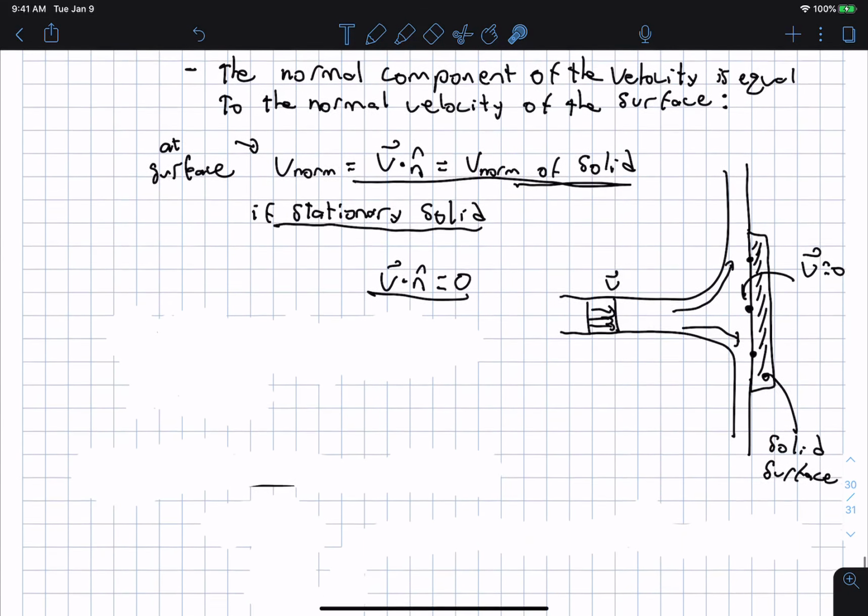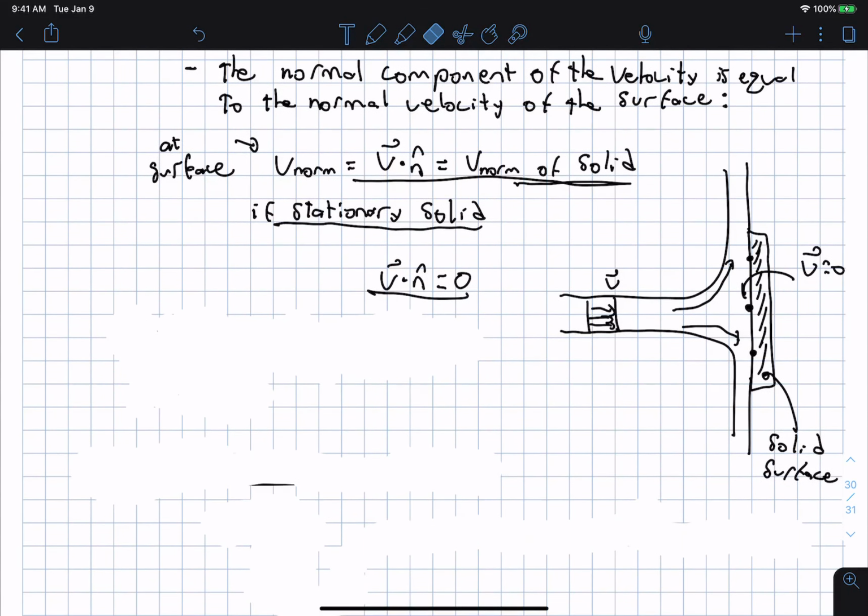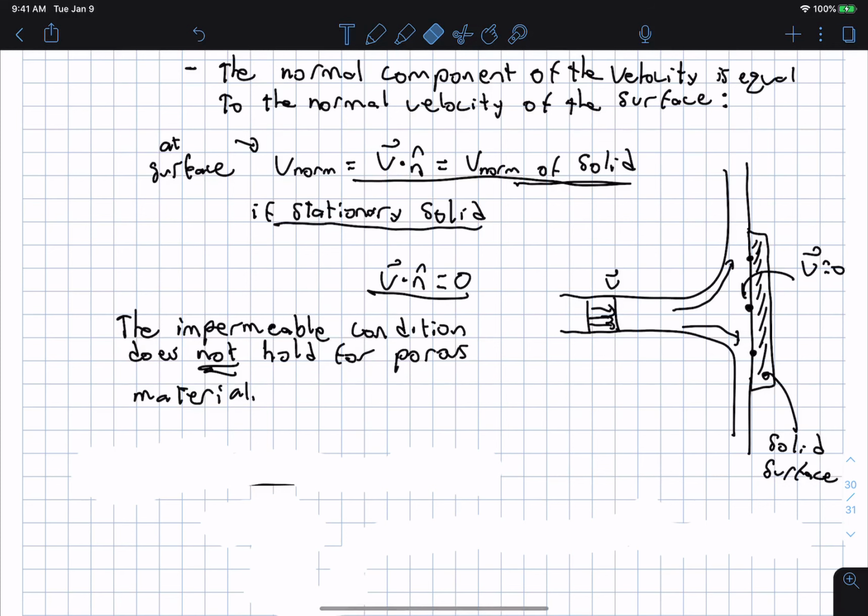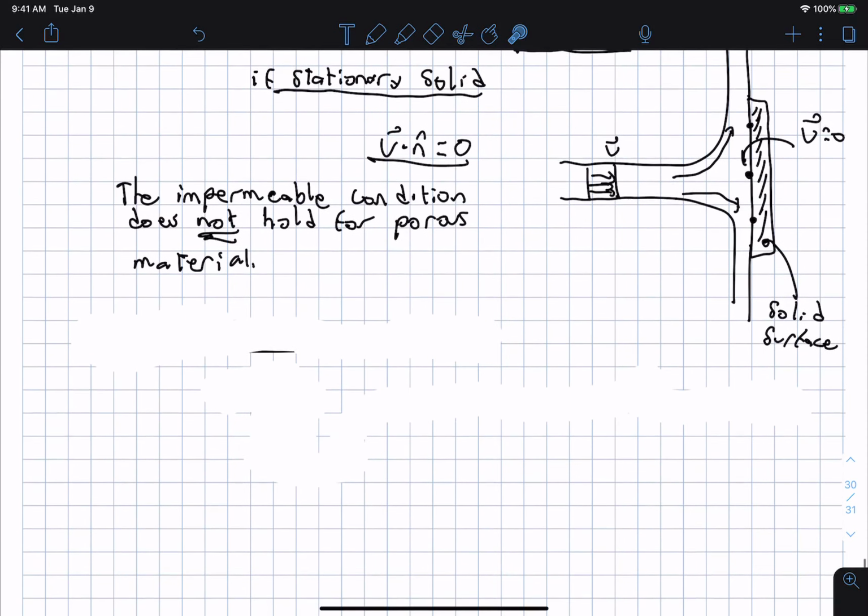We'll make a note that the impermeable wall condition does not hold for porous material, like a filter or sand or things like that. For those materials, some portion of the flow will go through the surface if it is porous. We will not be analyzing porous materials in this class. Those get kind of complicated.